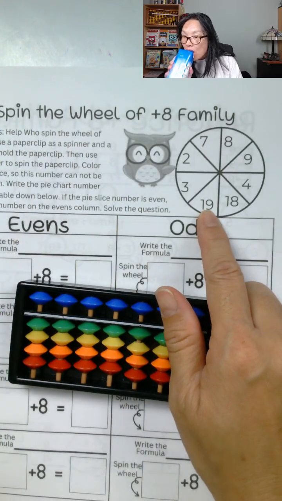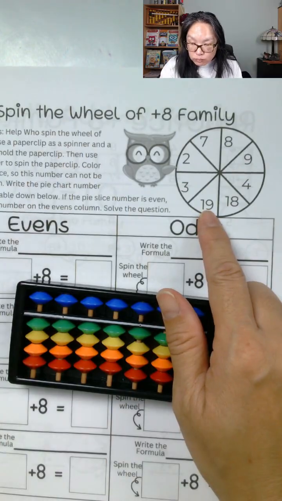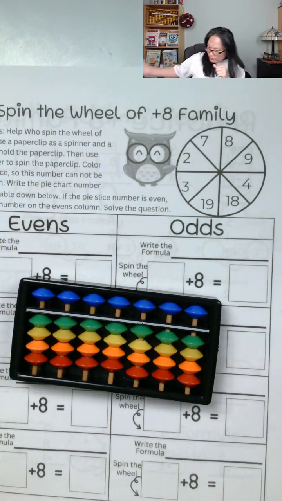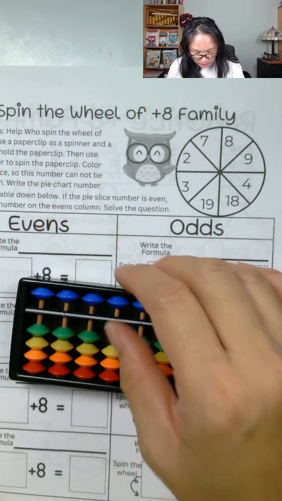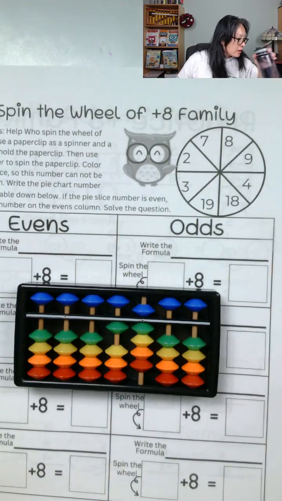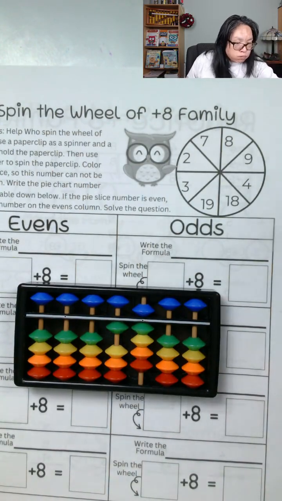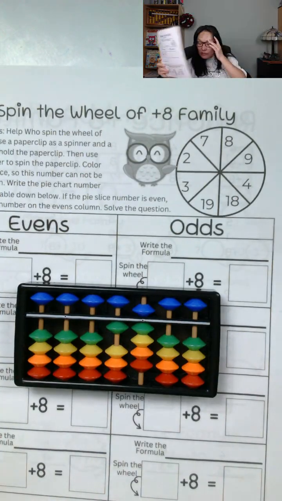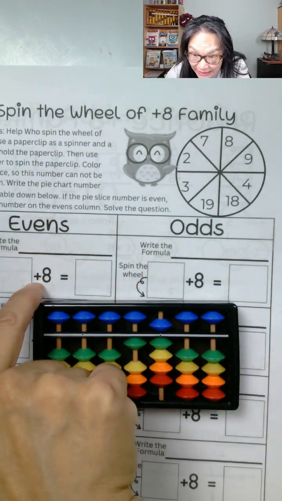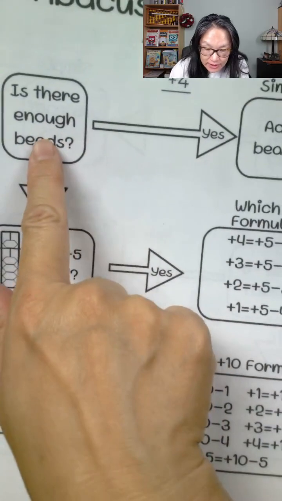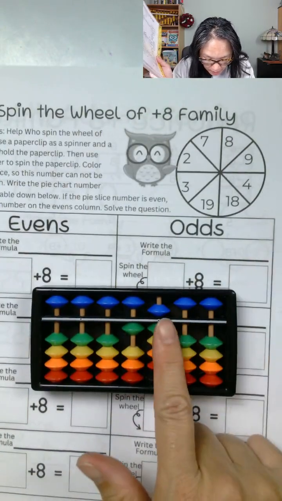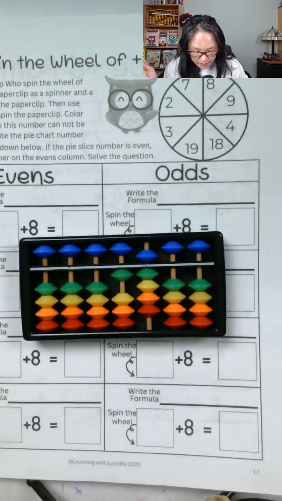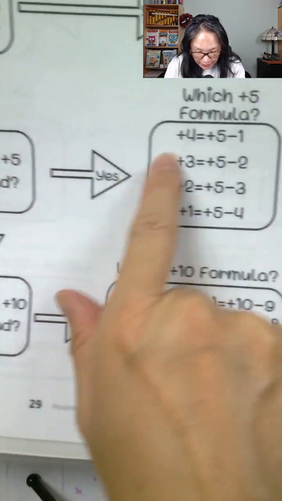We have 19. Let's say we have 19 on our abacus. And then what are we going to do? What we're going to do is add 8. Now, when we add the 8, is there enough beads to add the 8? I have 19. I need to add the 8 right here. Is there enough beads? No, there's not enough beads. So guess what? There's no 5.